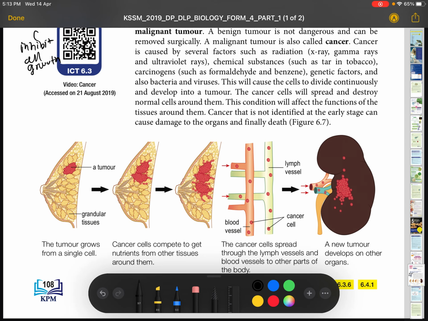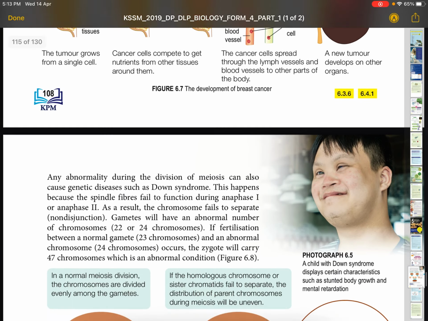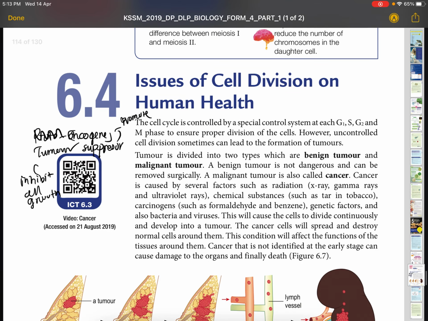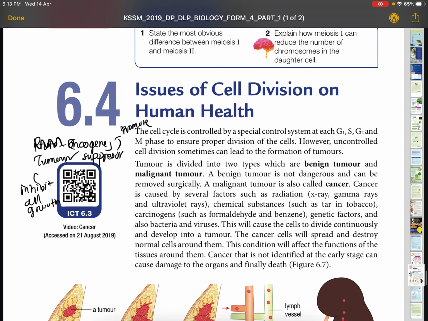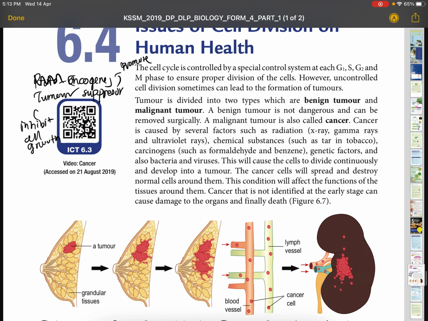And because of this, there are so many cells that compete for nutrients. If a cancer cell succeeds in getting into the blood vessels, it will go throughout the whole body. So yeah, that's one type of sickness regarding cell division.